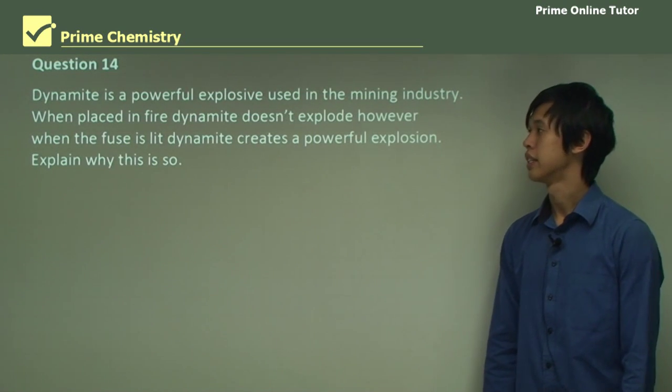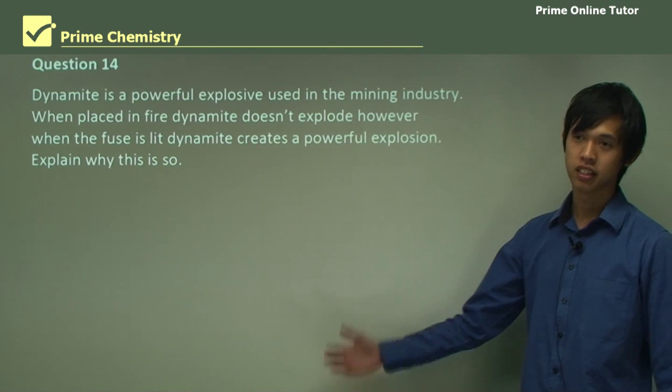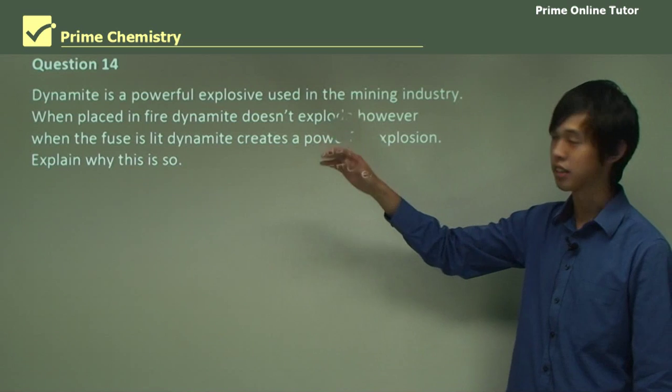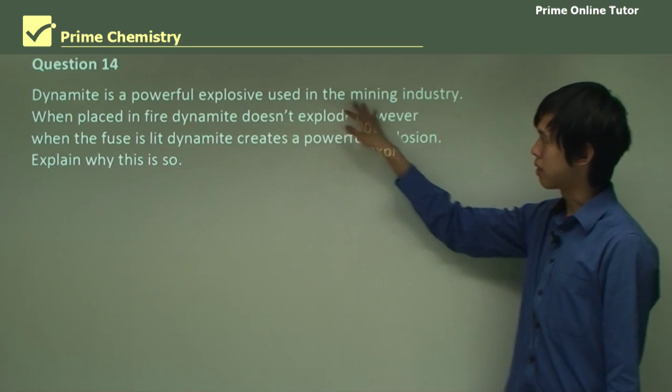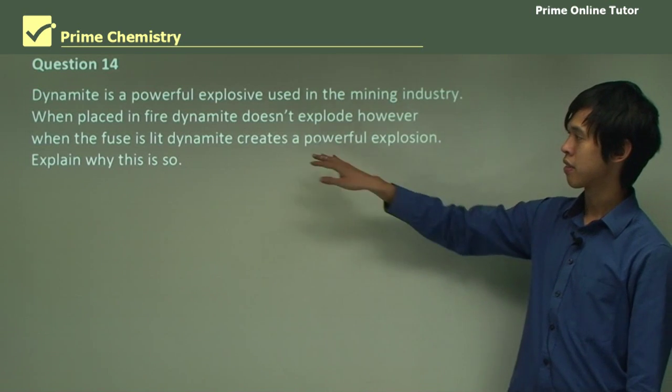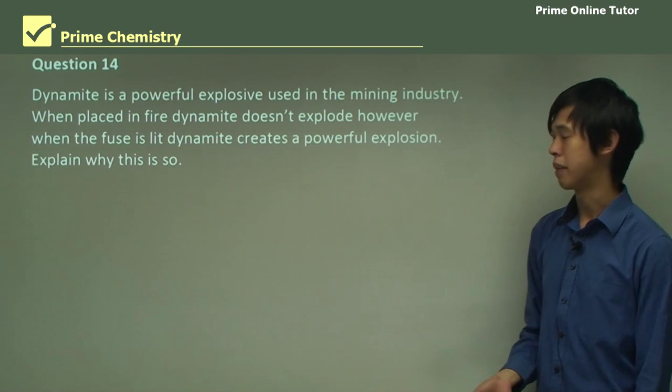Okay. Dynamite, probably you've seen it in your cartoons. Wile E. Coyote tries to use this a lot. So dynamite is a powerful explosive used in the mining industry. It's used to sort of break rocks open. So when placed in a fire, dynamite doesn't explode.